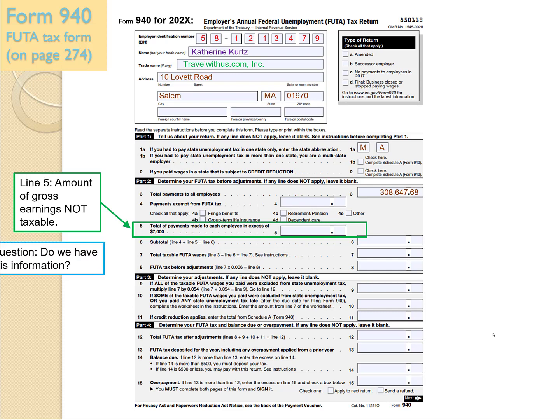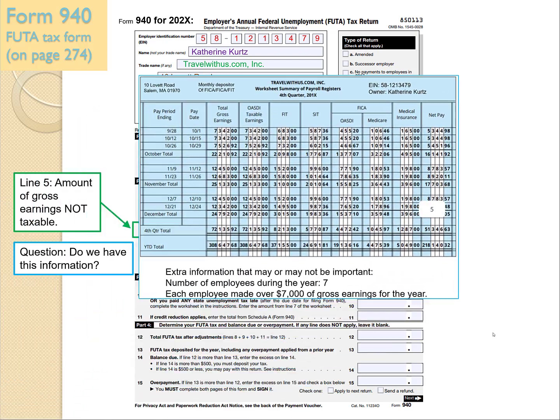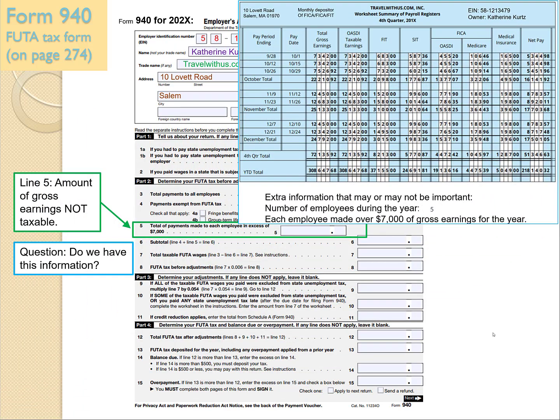So, do we have that information? Let's look at our information for our weekly summary of payroll registers. I do not see that information. So the answer is, unfortunately, no, we don't have that information there.